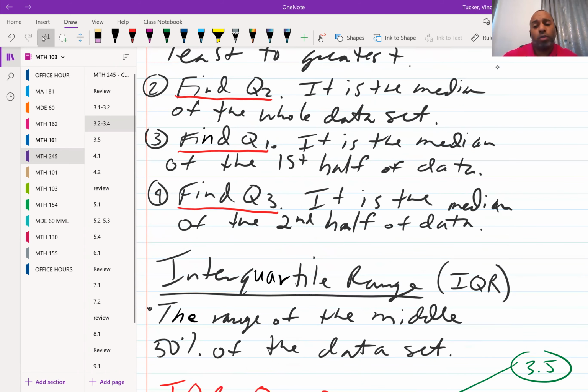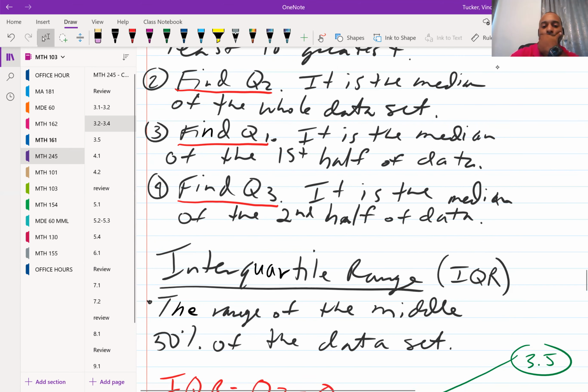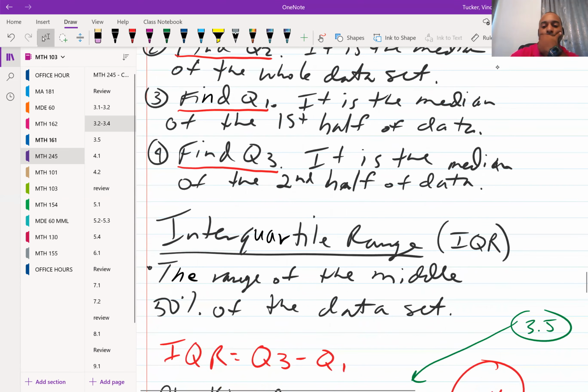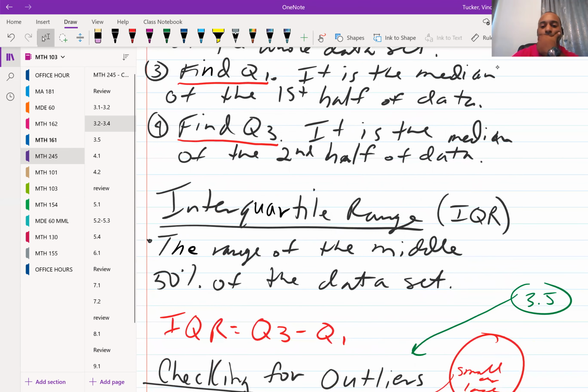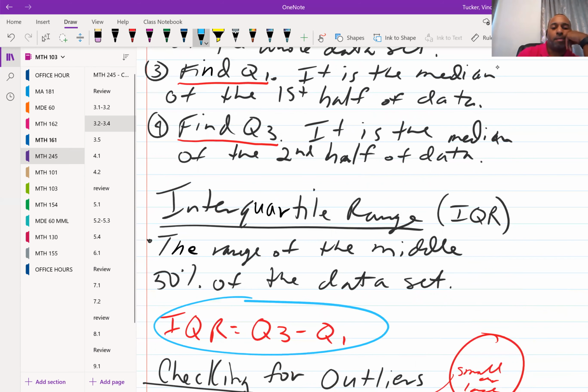Next thing is your interquartile range. So that's just the range of the middle 50% of the data. And we can find that by taking Q3 and subtracting Q1 from it. That will be the range of your middle 50% of data.